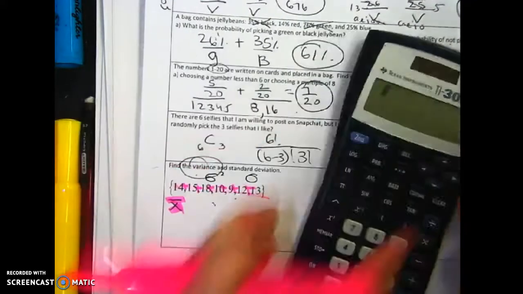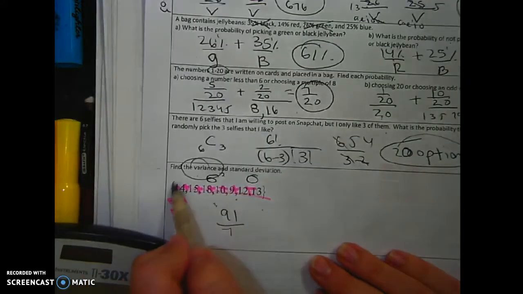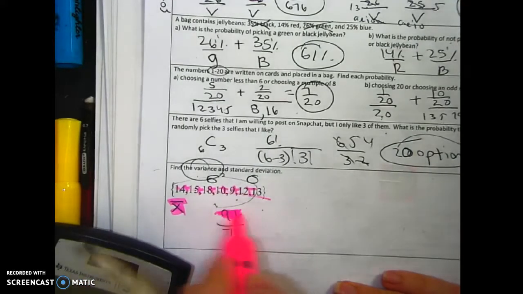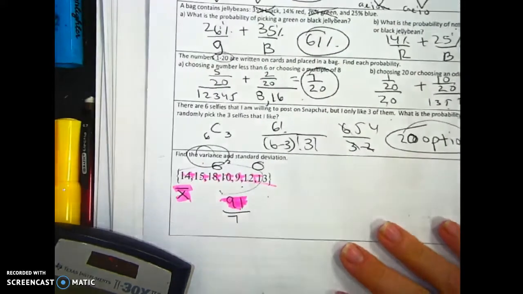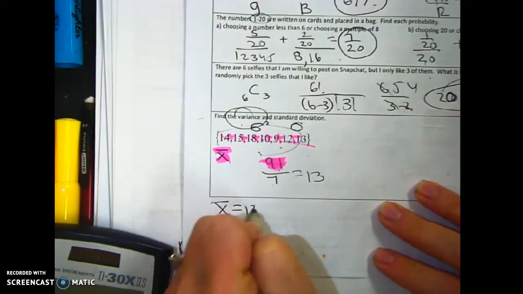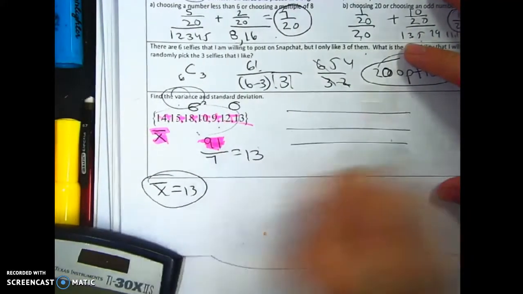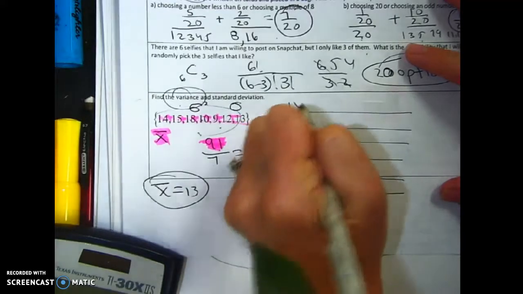So I'm going to pick up my calculator, and I'm going to do that. So I'll do that right now and pause it, and then I'll show you the work. So I added all these numbers up, and I got 91. And there are 7 numbers, so I divide it by 7, and I get 13. That means the average is 13. I'm going to use this average to help me find the variance. So what I'm going to do is list all the numbers.